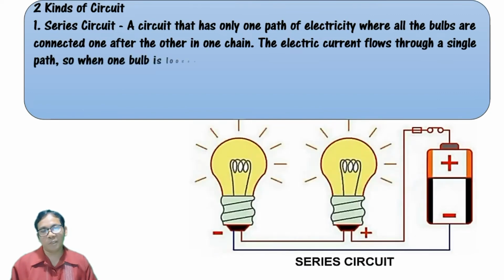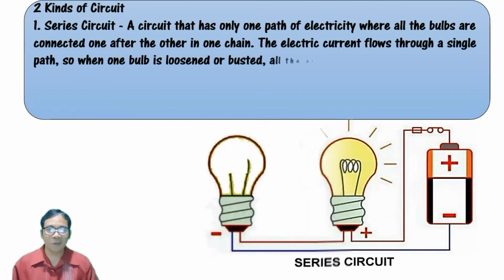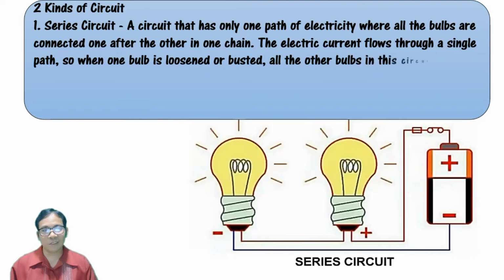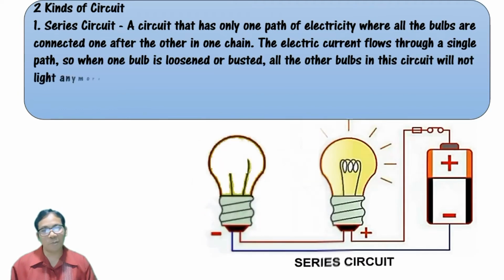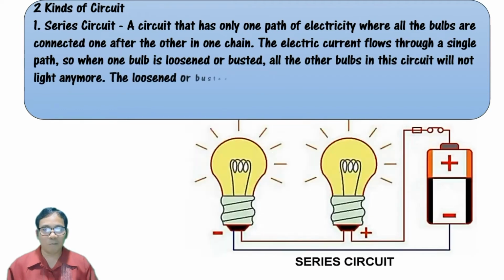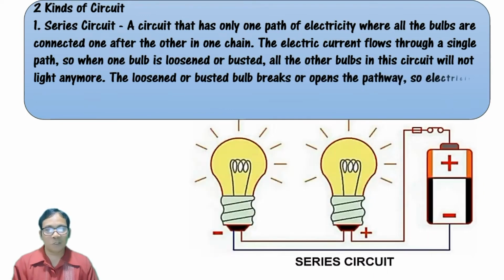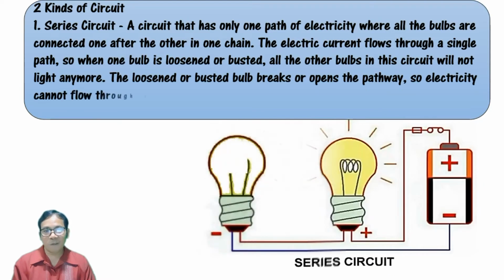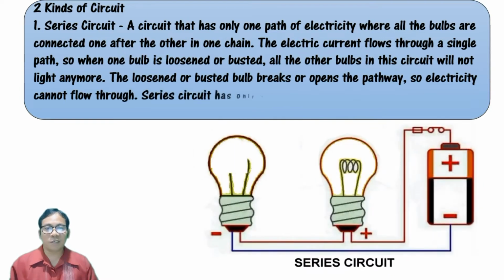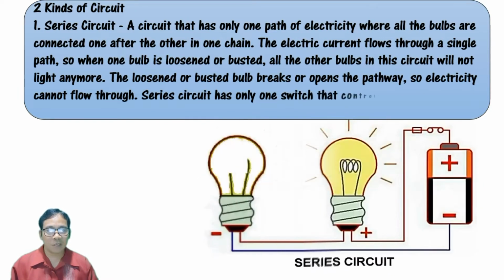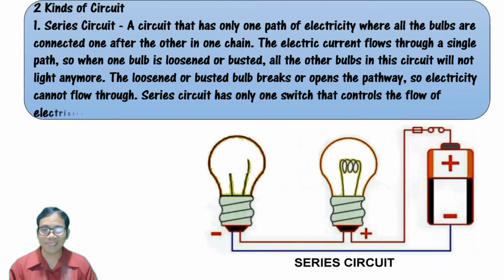So when one bulb is loosened or busted, all the other bulbs in this circuit will not light anymore. The loosened or busted bulb breaks or opens the pathway, so electricity cannot flow through. A series circuit has only one switch that controls the flow of electricity.